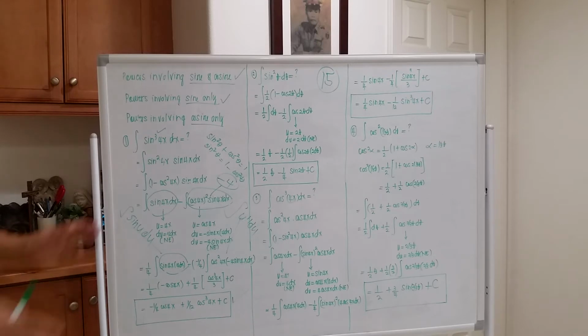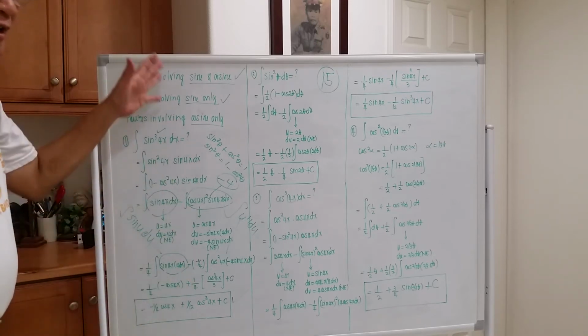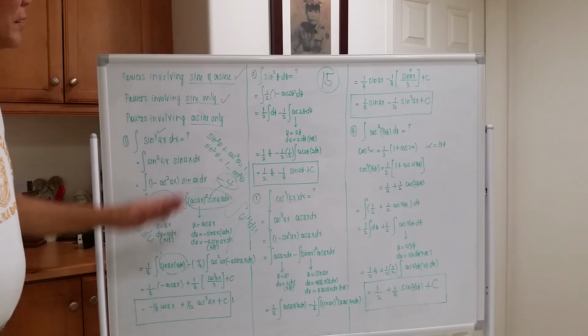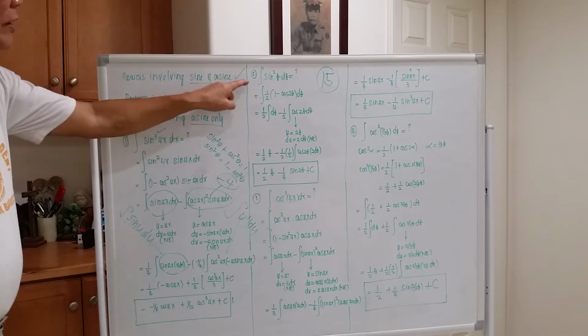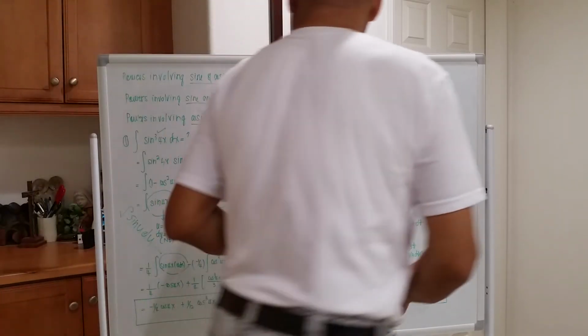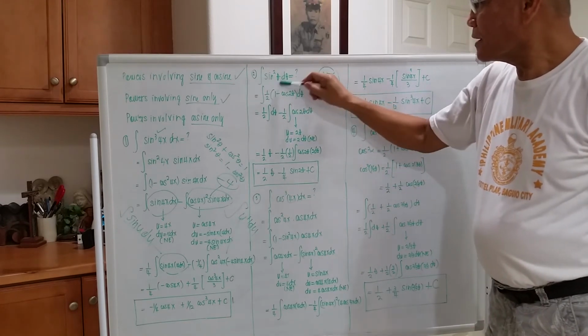Okay. Let's proceed with example number 2, which involves sine only. It's easy if you know your identities. The given problem is the integral of sine square of theta d theta.